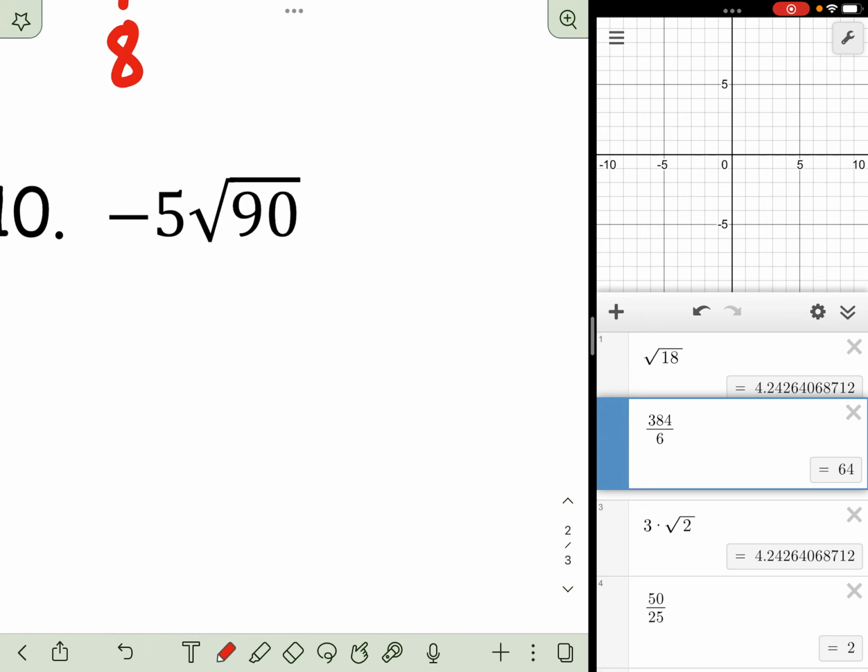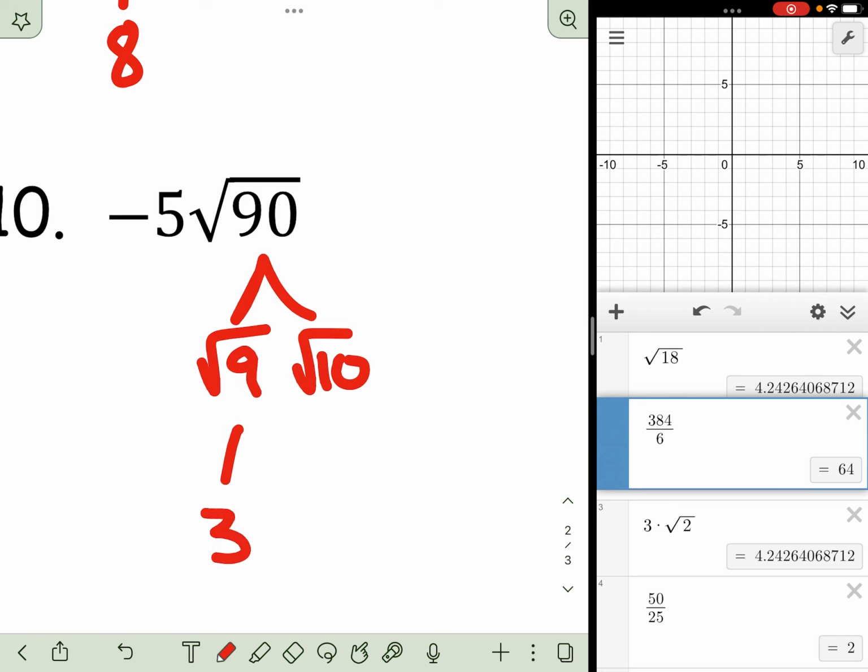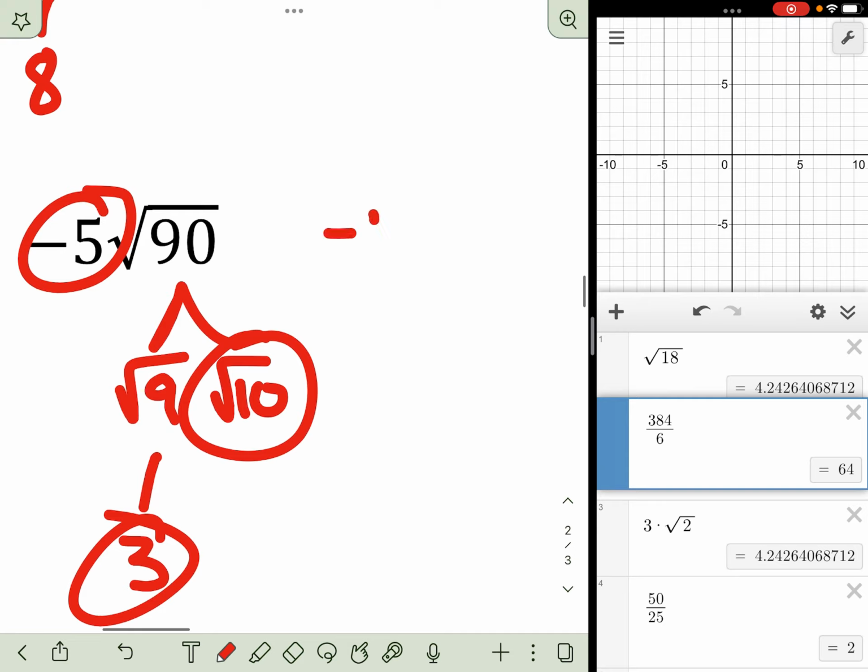So -5 times radical 90. Well, they've got 9 and 10 that go into it. So you got radical 9, radical 10. Okay, and 9 is a perfect square, so that gives you 3, because 3 times 3 gives you 9. 10 can be broken down to 5 and 2, but neither of those are perfect squares. So 10 is really already simplified. So we're going to have -5 times 3 times radical 10, which gives you -15 radical 10. Okay, there's the answer on that one.